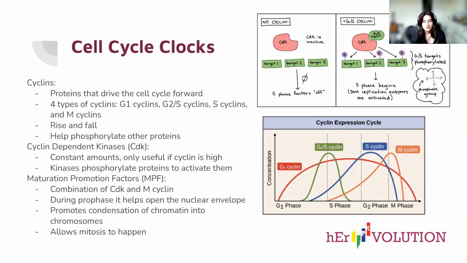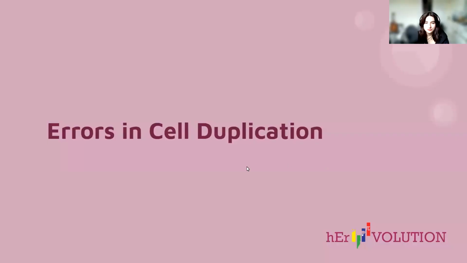And so maturation promotion factors are a combination of CDK and M cyclin, so a specific type of cyclin. And this is during prophase, and it helps open the nuclear envelope and promotes the condensation of chromatin into chromosomes, allowing mitosis to happen. So that's why it's called maturation promotion factor for M cyclin. So it's mitosis cyclin, kind of. And you can also see how for different types of cyclin, there are different lengths of phases and different concentrations. And each one has a different amount.